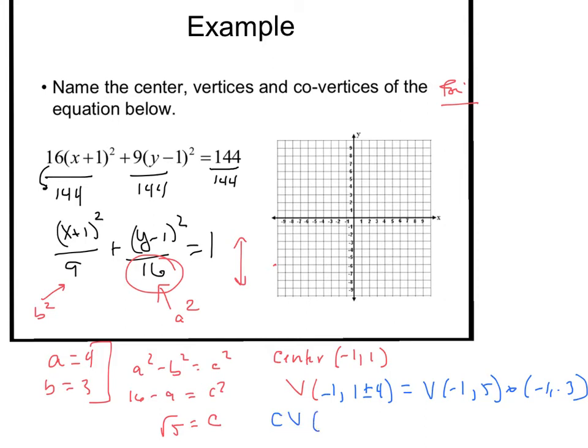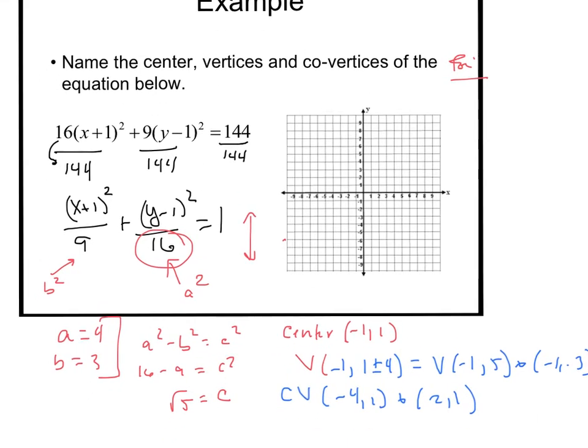Co-vertices, we're going to do the same thing. I'm not going to write it out here. We've done this quite a few times. Co-vertices are on the x. The y doesn't change, so from here, I apologize, I'm going to add a 3 and subtract a 3 from the x value. So I'll have negative 4, 1, and 2, 1.